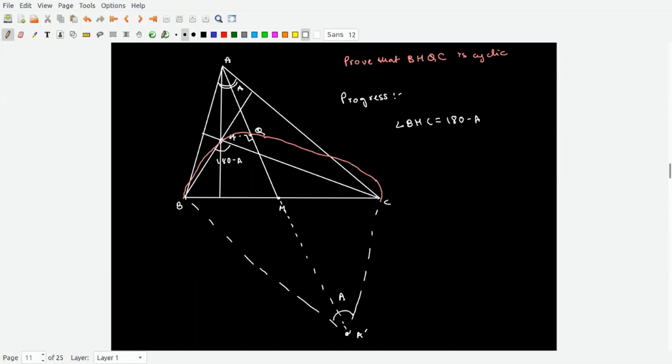Any doubts, anyone? I guess not. Did you get it? Siddharth, Anurag, Vishnu? Yes. Okay. That was it for today's class. I'll take a part 2 tomorrow where we'll complete the configuration of Humpty and the orthocenter.